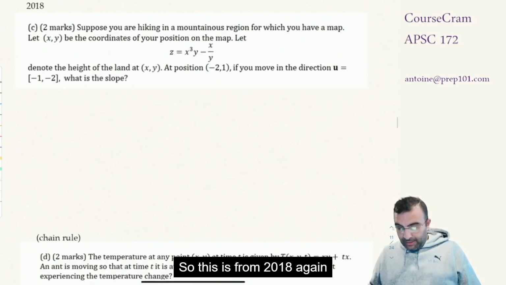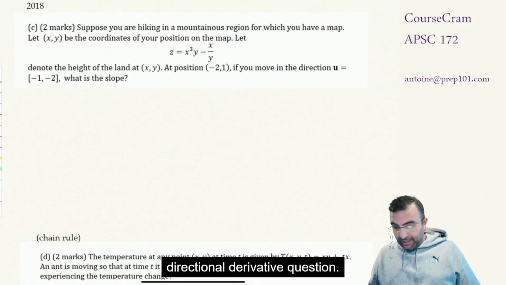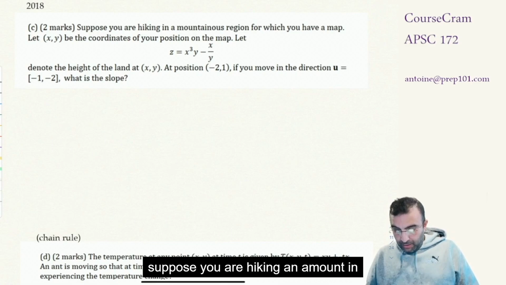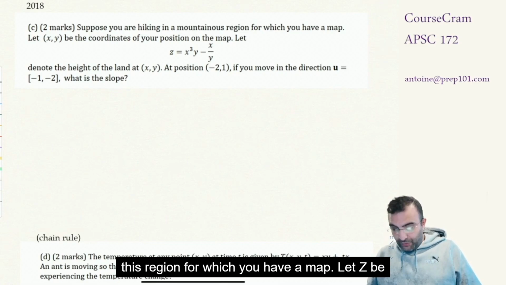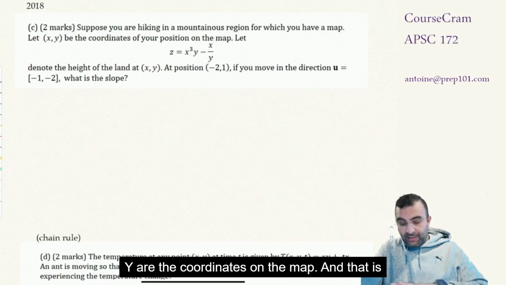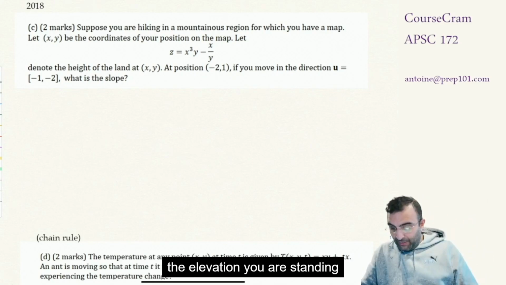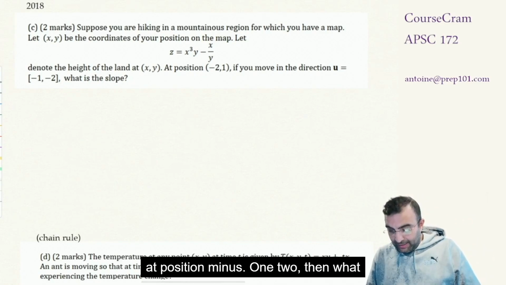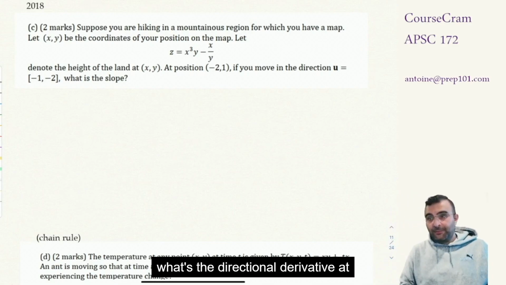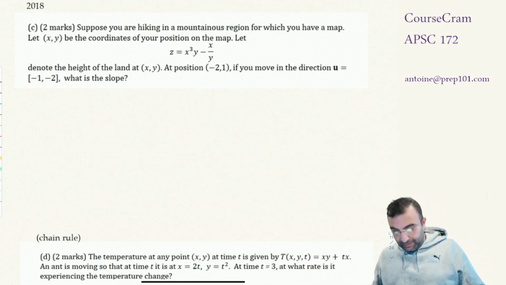So this is from 2018. Again, directional derivative question. So suppose you are hiking in a mountainous region for which you have a map. Let z be this function. So x and y are the coordinates on the map, and z is the elevation. You are standing at position (-1, 2). Then what is the slope? The slope meaning, what's the directional derivative at this point?